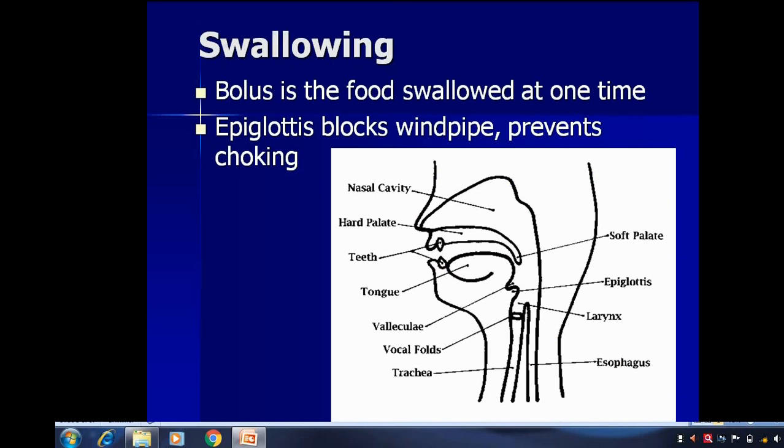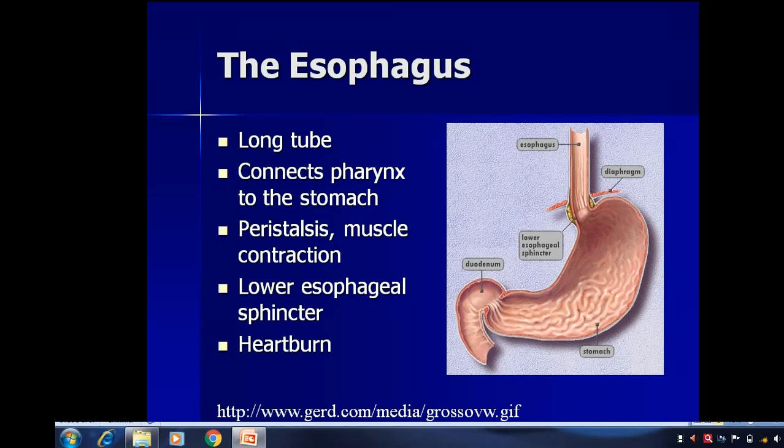In swallowing, the bolus is the food swallowed at one time. The epiglottis blocks the windpipe and prevents choking during this process. The esophagus is a long tube that connects the pharynx to the stomach. Peristalsis occurs via muscle contraction, the lower esophageal sphincter opens and the food enters the stomach.